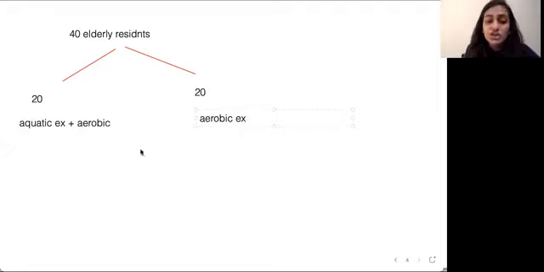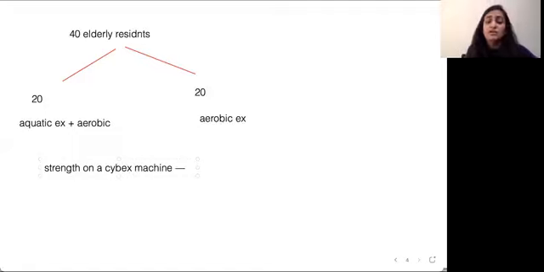Okay, so you want to check the difference in the strength on a Cybex machine. That means Cybex machine is a machine that helps us measure the strength. You want to see if there is any difference between the 2 groups on the strength on a Cybex machine. So go step by step and tell me what should the test be, what test should be done.